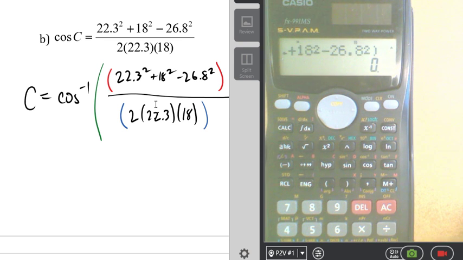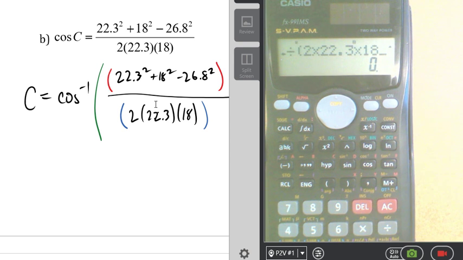Close the red bracket. I'm not closing the green bracket yet because I still have to divide before I do that, right? That whole thing is in there. So then divided by open blue bracket, 2 times 22.3 times 18. Notice I use times instead of brackets on the bottom. I wrote it with brackets, but I'm using the times. You could do either way, but it's maybe too many brackets if you use a bracket, bracket, bracket, bracket, bracket.